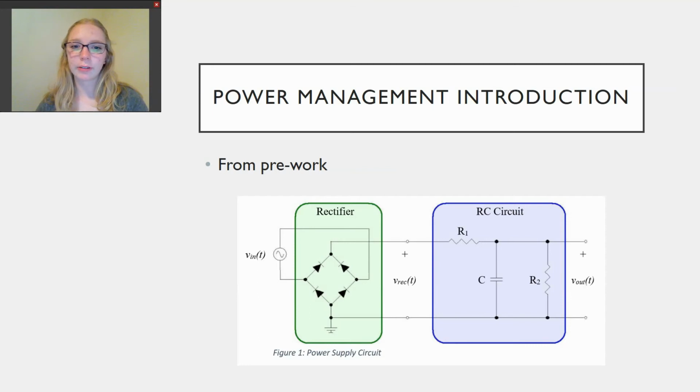And altogether, this part that we did in the pre-work is just such a small part of the power management system, but it is an electrical system that controls power, and it's responsible for load shedding if the power becomes too large. But since we're doing the smaller part of the power management system, we don't get into load shedding or anything like that.